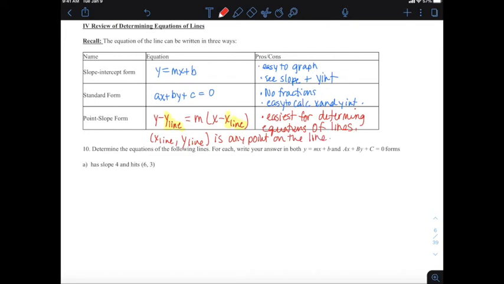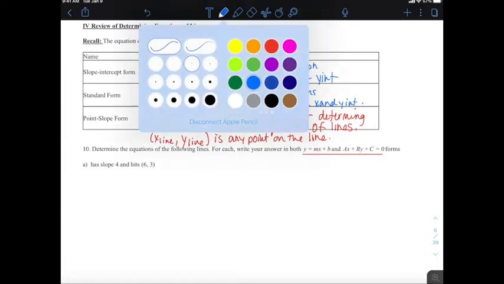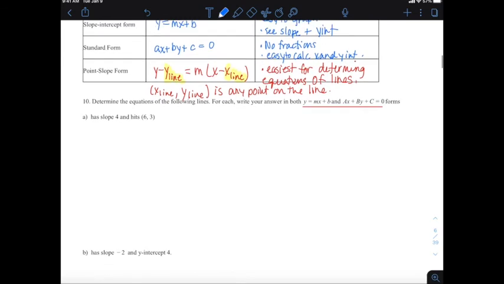So I want to determine the equations of the following lines, and for each answer I'm going to write it in both mx plus b and standard form. So why on earth would I start with point-slope form? Well, I'm going to show you. If I want my line to have slope 4, and I know that it goes through 6, 3, I know this point is on the line.